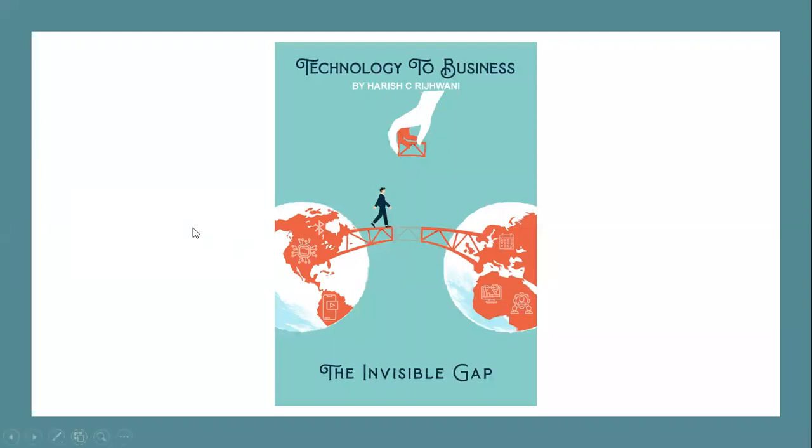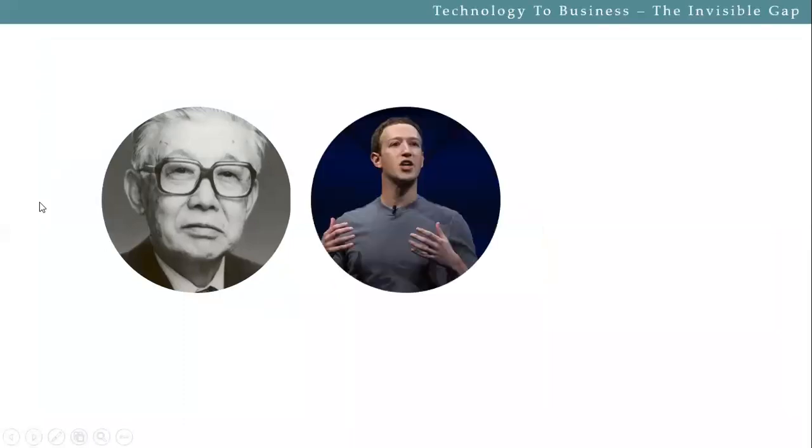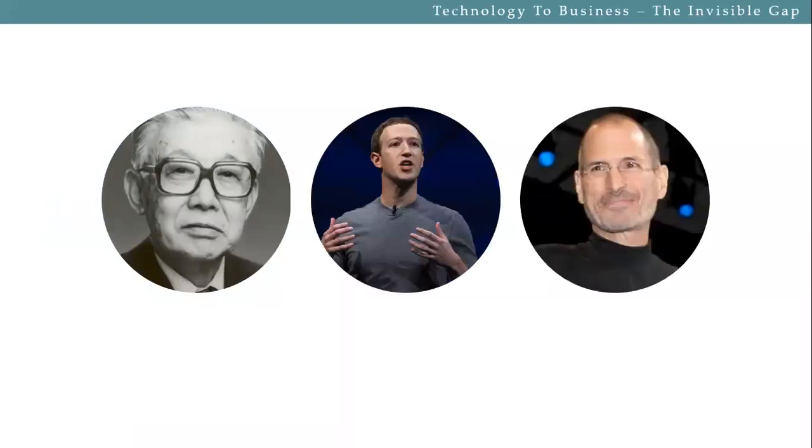So let me go ahead and ask you this question. Do you know who this person is? If you don't know, I'll tell you later. Have you seen this face somewhere? Do you know this person? Do you know what each of them has built? Facebook and Apple. But you don't know who the first person is, right?